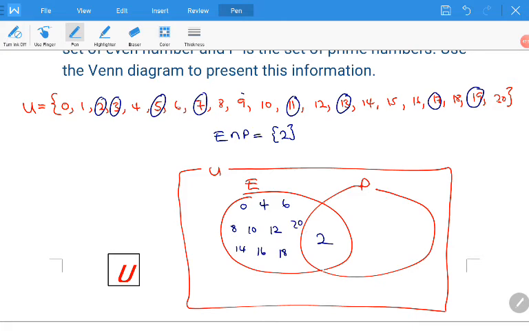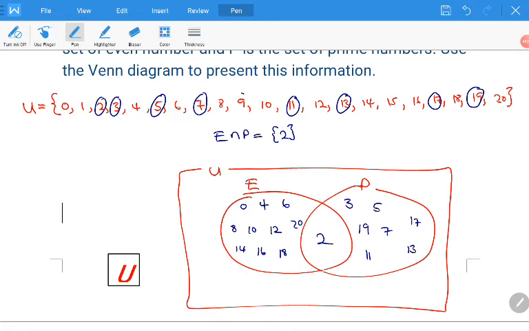And the other prime numbers, I have 3, 5, 7, 11, 13, 17, and 19. So I have presented the information very quickly on a Venn diagram.